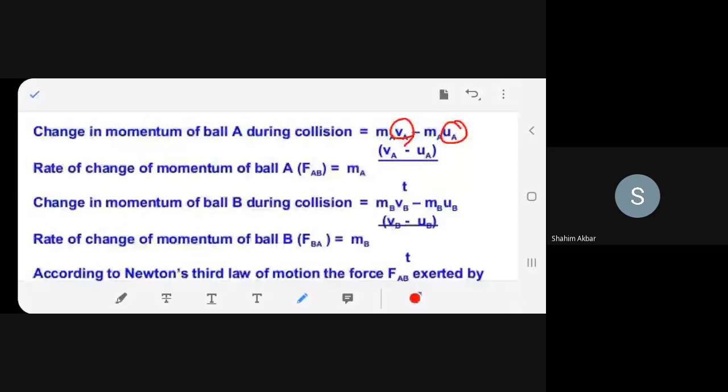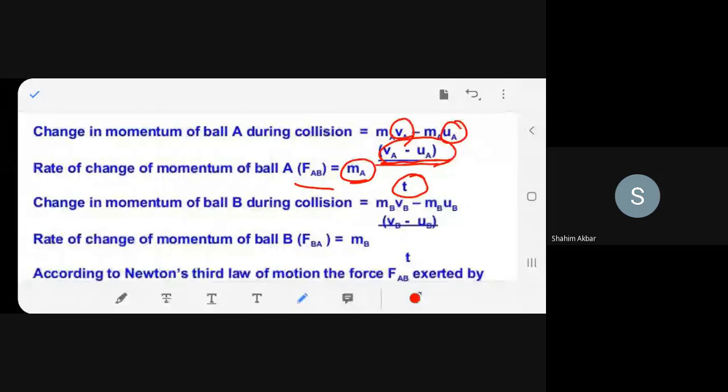So, the rate of change of momentum of ball A, obviously A is colliding with B. So what will the force FAB be? Whenever we talk about rate, it has to be divided by T because we are measuring it with time T. So that becomes a rate. What will the rate be? MA becomes common, we bring it out, and what remains inside is VA minus UA divided by T.